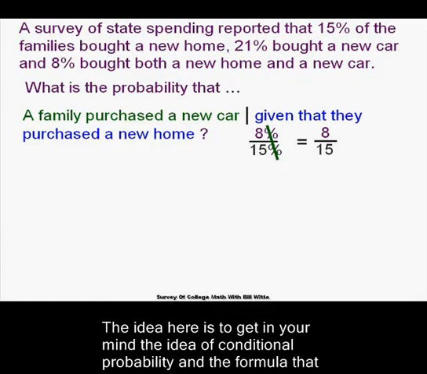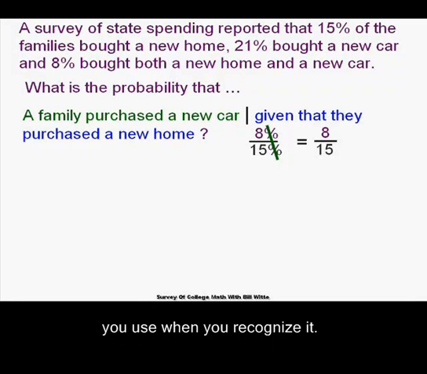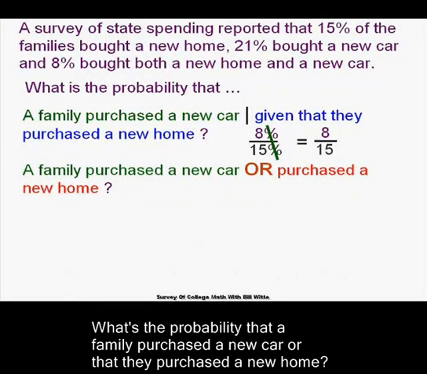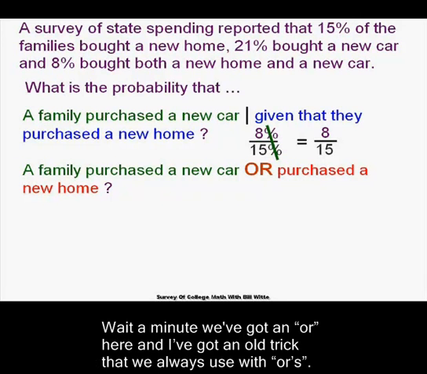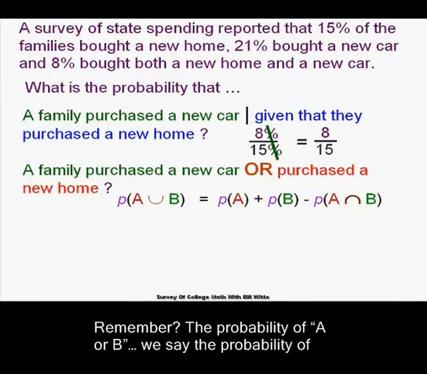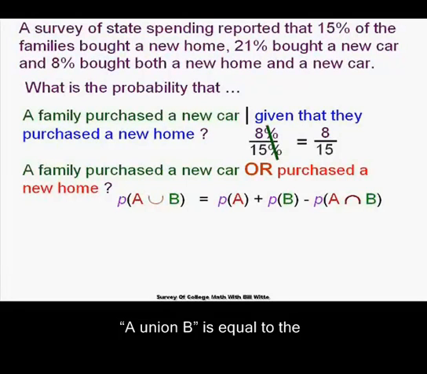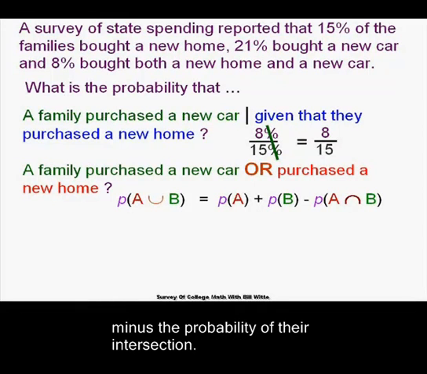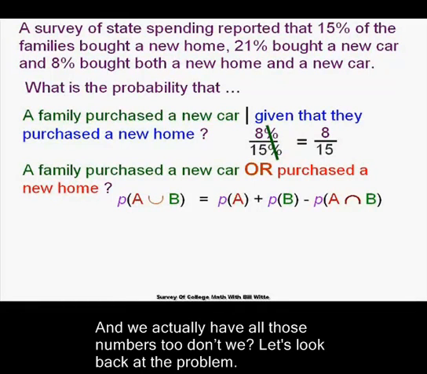The whole idea here is to get in your mind the idea of conditional probability and the formula that you use. What's the probability that a family purchased a new car or that they purchased a new home? Well, wait a minute. We've got an or here. We've got an old trick we're going to use with ors. Remember? The probability of A or B, or I say probability of A union B, is equal to the probability of A plus the probability of B minus their intersection probability. And well, we have all those numbers too, don't we?